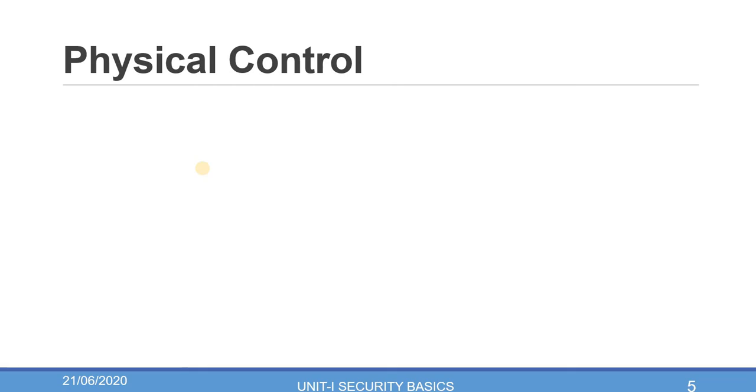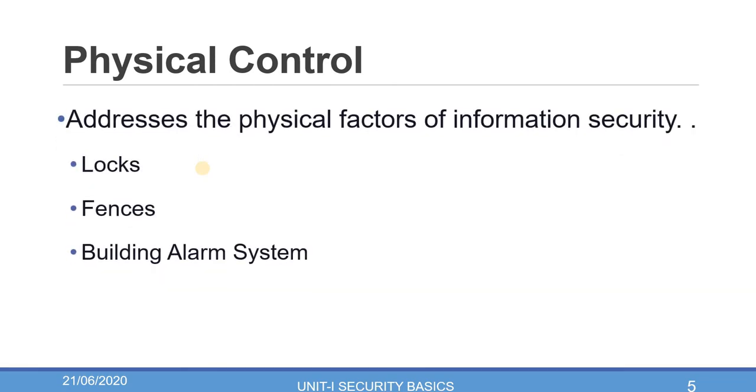Then next is physical control. What is meant by physical control? It addresses the physical factors of information security, by providing locks. The physical control means it is in terms of locks, or you can protect the area by using fences or building an alarm system.